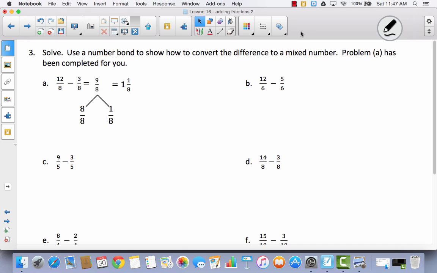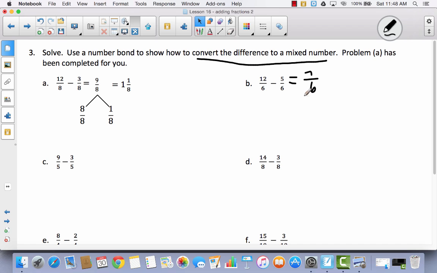We're going to see what happens if in your answer you end up with an improper fraction. Like if you take a look at A, you can see 12/8 minus 3/8 equals 9/8. But this is actually an improper fraction because your numerator is greater than your denominator. So we created a number bond here so that we could change this into a mixed number. Because if you notice, it says that you have to convert the difference to a mixed number. So let's try B. So 12/6 minus 5/6 is equal to 7/6.